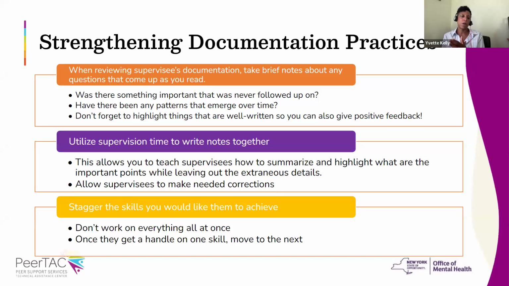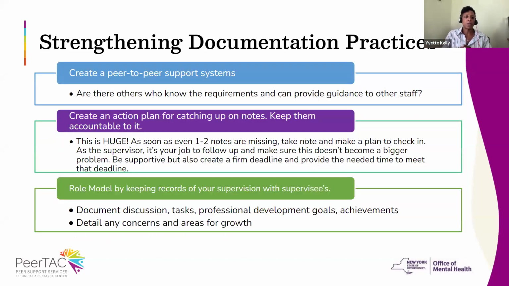Don't work on everything all at once. Work on one aspect of something that you may need to improve. So maybe the aspect is, I just need to figure out what needs to go in, right? I'm putting too much in. I need to figure out what needs to go in, what needs to stay out. Work on that. When you get a good handle on that, move on to another skill that you think you need some support in. So again, all ways to strengthen documentation: create a peer-to-peer support system.